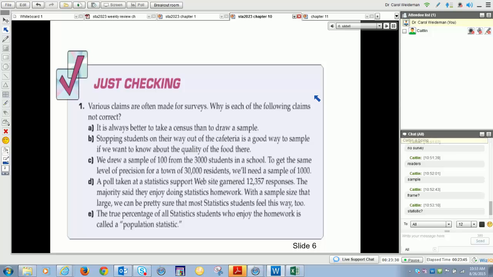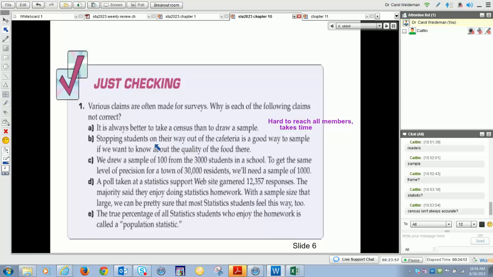So what were some of the downsides that we said about the census? Not always accurate, right? And we also said what? It would take a lot of time and money. So it's really not good to say it's hard to reach people. Takes time. So we can't say as a blanket statement it's always better to take a census than a sample.